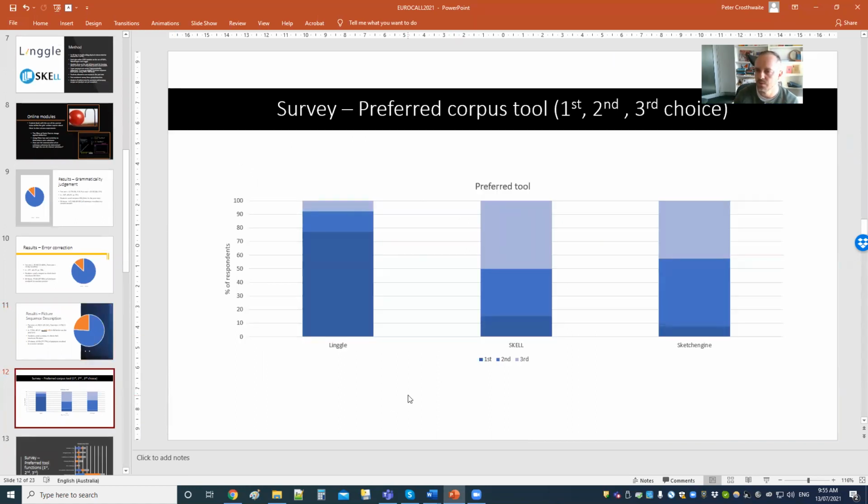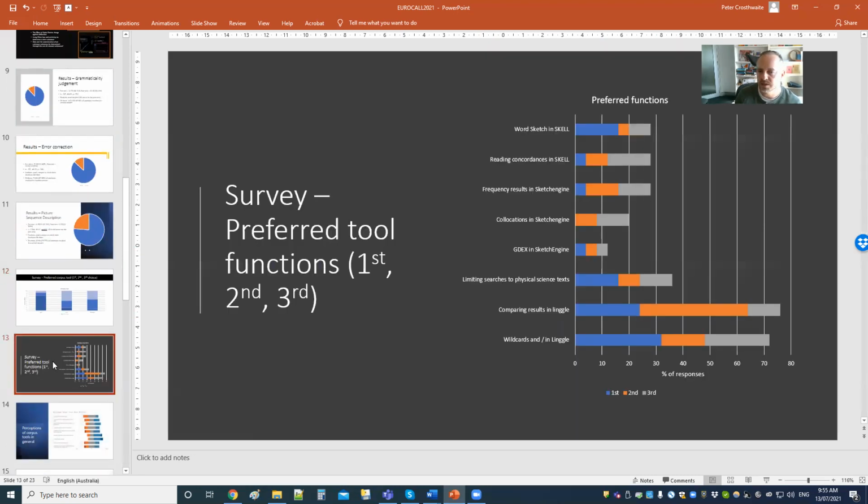Now, in terms of the questionnaire results, the post-training questionnaires, in terms of their preferred corpus tool, Lingual by Jason Chang was by far the most preferred tool. It's very simple to use, and it allows you to see a direct comparison of potential different corpus query results with the use of wildcards and different kinds of operators. SKELL was the third preferred tool, and Sketch Engine was the second preferred tool overall. The reasons for this mainly are because students found the wildcards and the ability to compare results in Lingual as by far the most useful function.